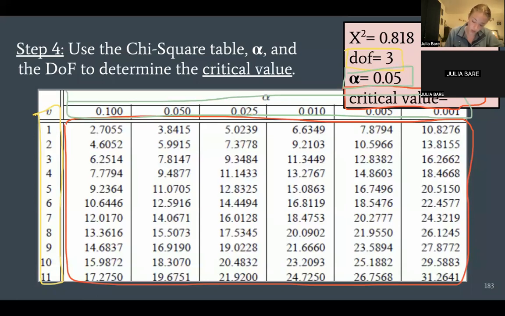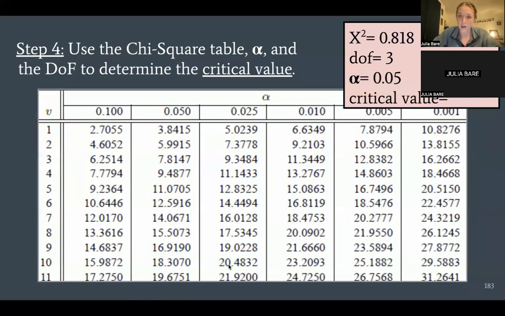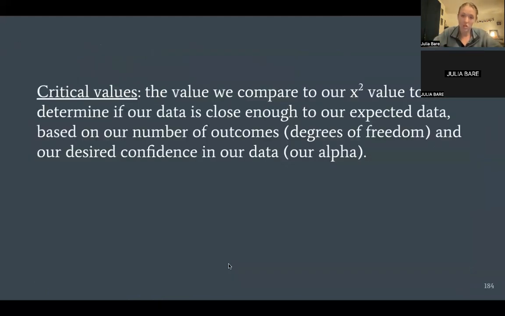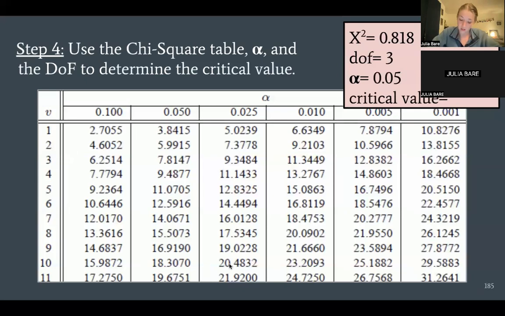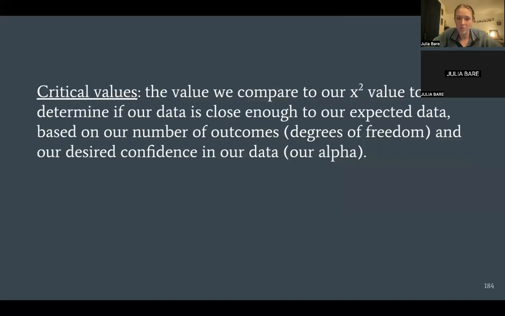We are going to be using a 0.05 alpha value, and we already said that our degrees of freedom is 3. So our critical value, hopefully you figured it out, is going to be 7.814. That's going to be our critical value, right? Now, our critical value, what does it mean?